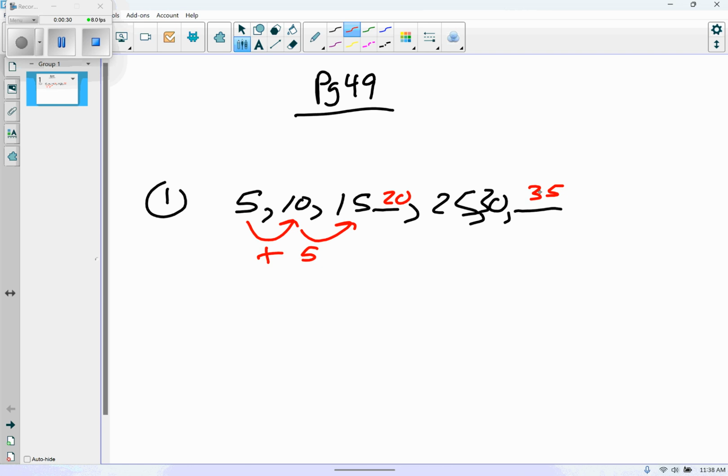So do we have a common difference or a common ratio? Well, we have a common difference because we're adding or subtracting. So this is a common difference. So circle that. So what is the common difference? The common difference is plus 5. And is it arithmetic or geometric? Well, it's arithmetic because we're adding. That's all we have to do on that problem.